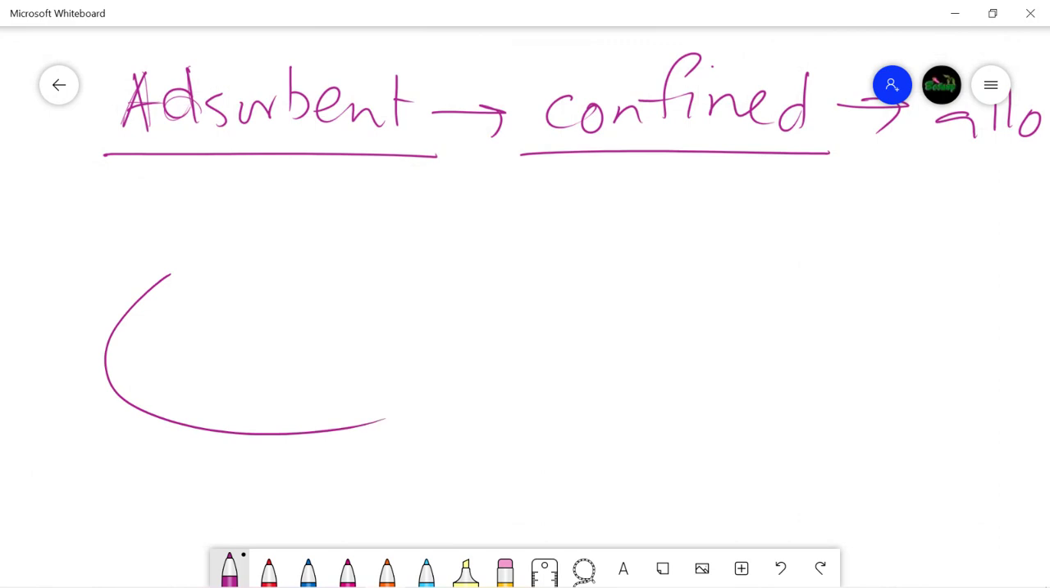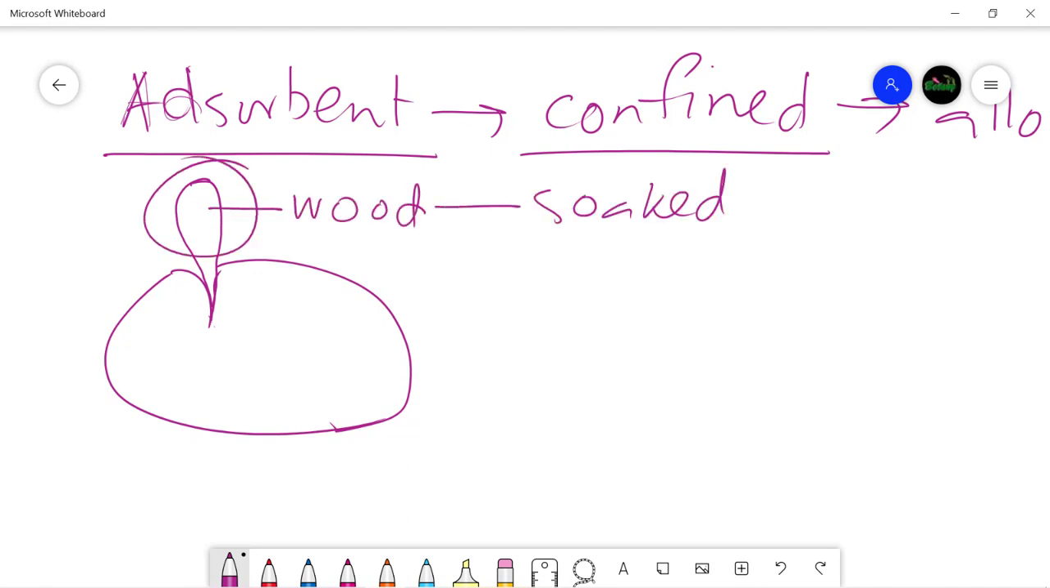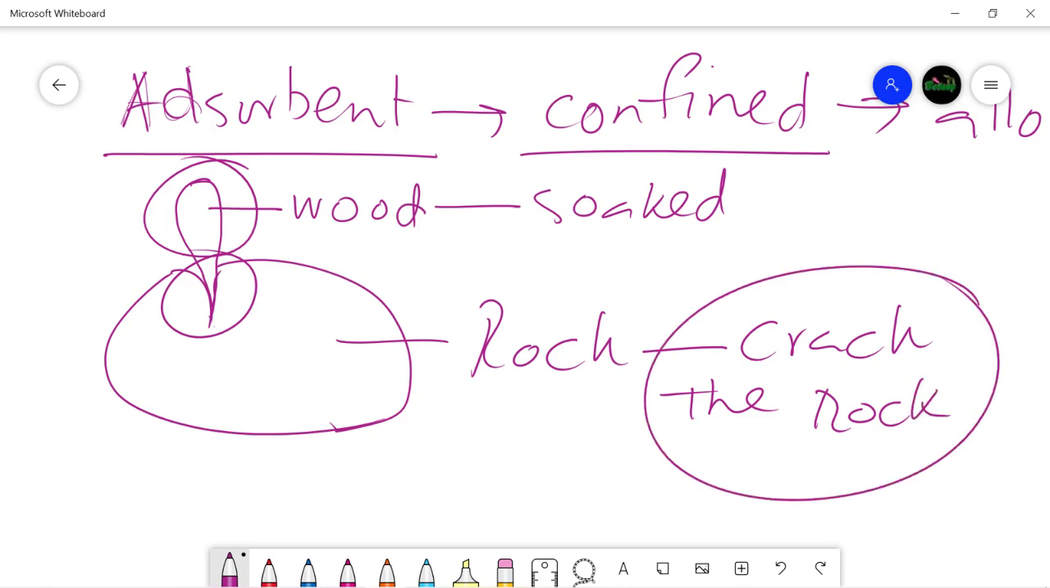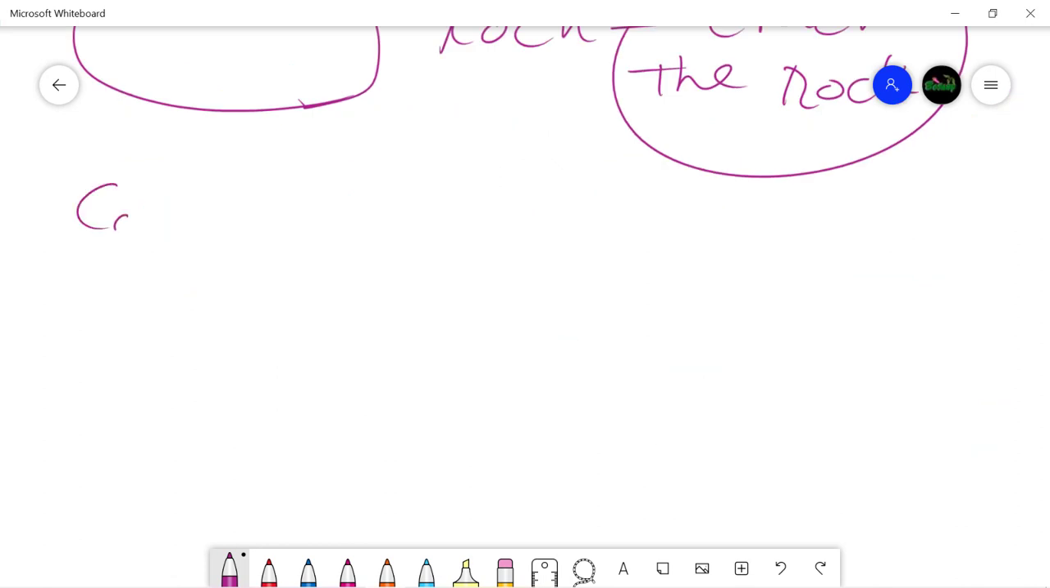For example, suppose this is a rock, and there is a crack in it, and a stick of wood is driven into the crack. This dry wood is then soaked with water. What happens is that a tremendous amount of pressure develops, because when this piece of wood, or adsorbent, imbibes water, it swells up. So much pressure develops that the rock can even be cracked, and in fact this method has been used in the past to crack rocks.